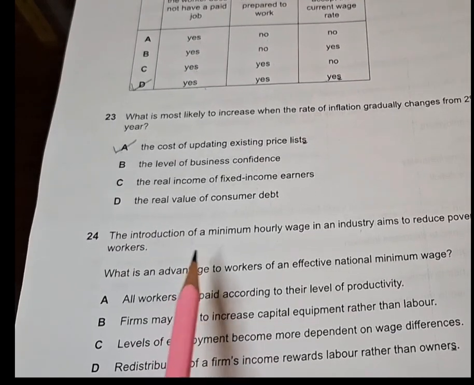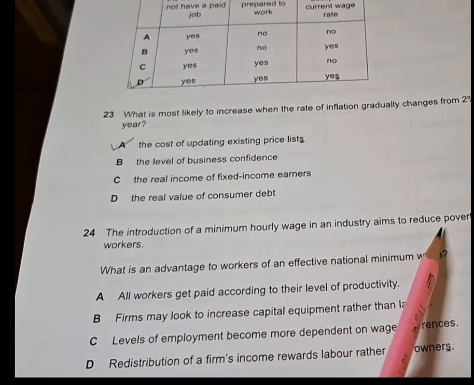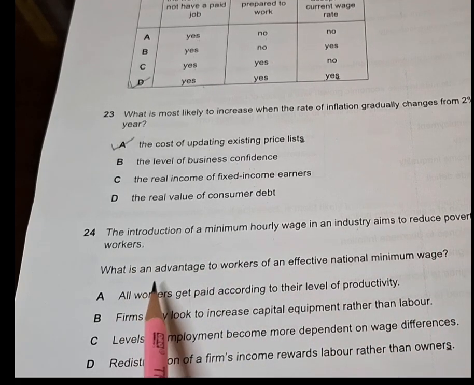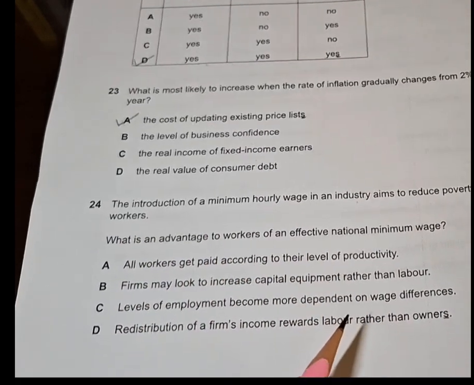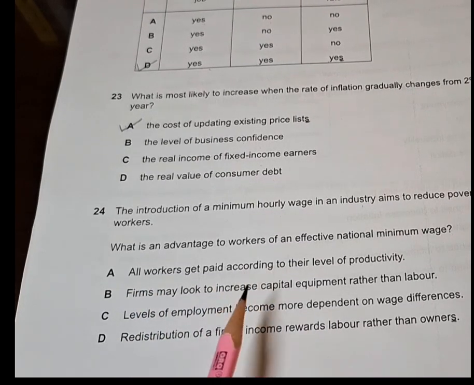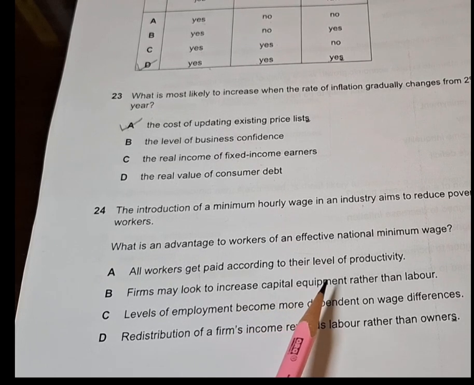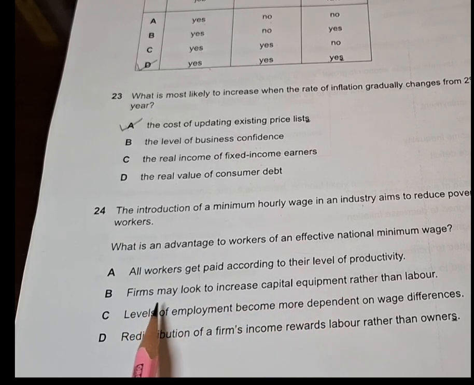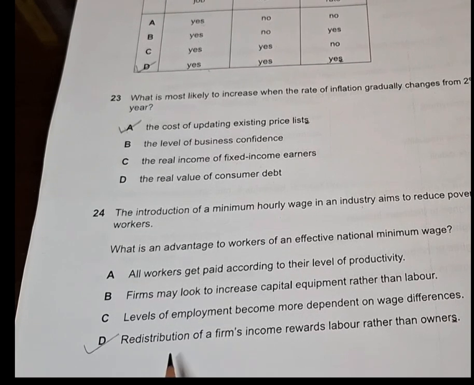24. The introduction of a minimum hourly wage in an industry aims to reduce poverty among low-paid workers. What is an advantage to workers of an effective national minimum wage? A. All workers get paid according to their level of productivity. B. Firms may look to increase capital equipment rather than labor. C. Level of employment becomes more dependent on wage differences. D. Redistribution of a firm's income rewards labor rather than owners. Correct answer is D. Redistribution of a firm's income rewards labor rather than owners.